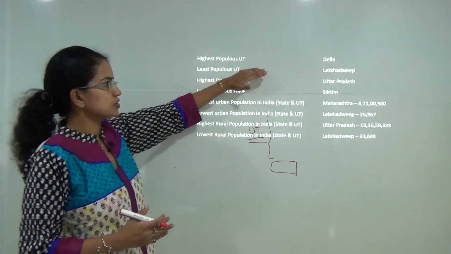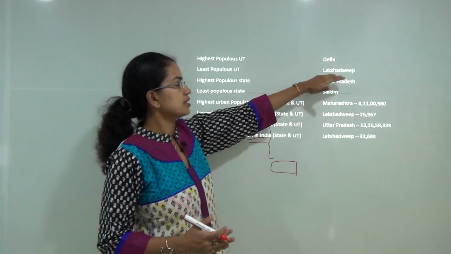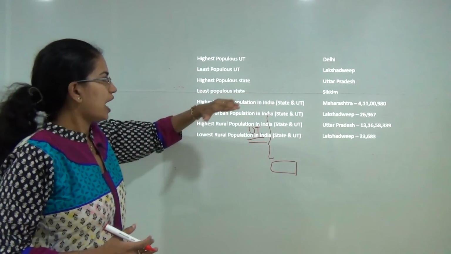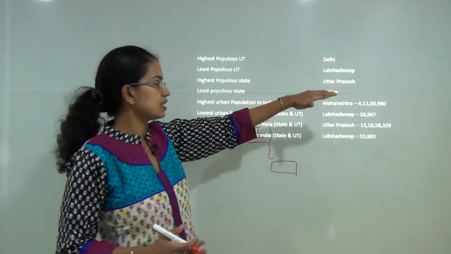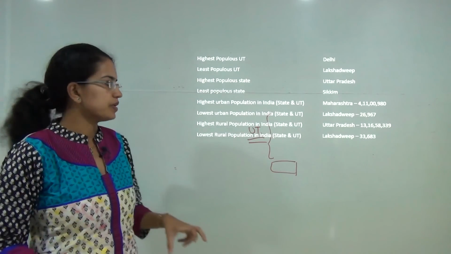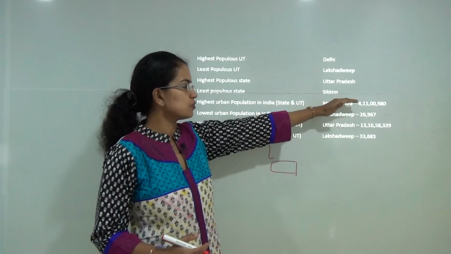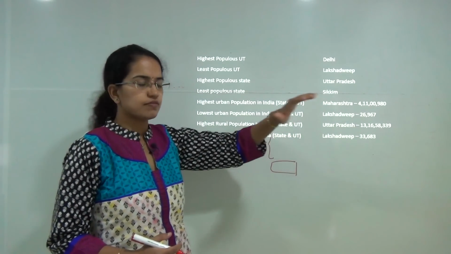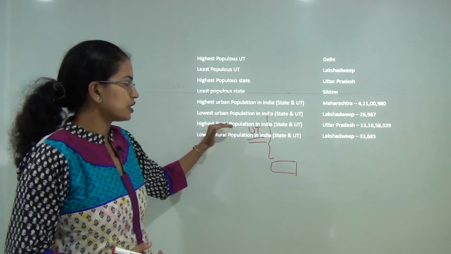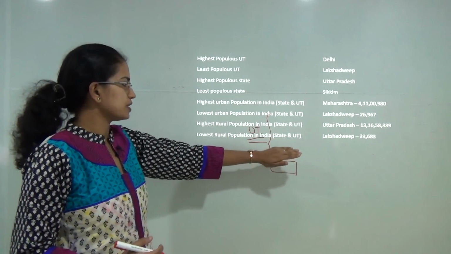The highest populous union territory is Delhi. The least population in any union territory is Lakshadweep. Highest populated state is Uttar Pradesh. Least populated state is Sikkim. Now if we come to urban population, highest urban population is seen in Maharashtra in comparison to lowest urban population, which is Lakshadweep. Highest rural population is seen in Uttar Pradesh, and again lowest rural population is seen in Lakshadweep.